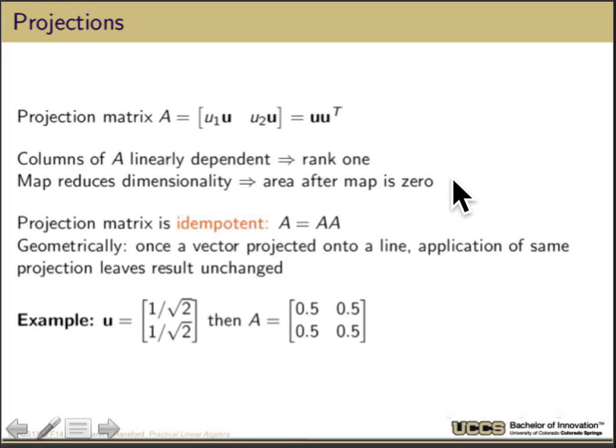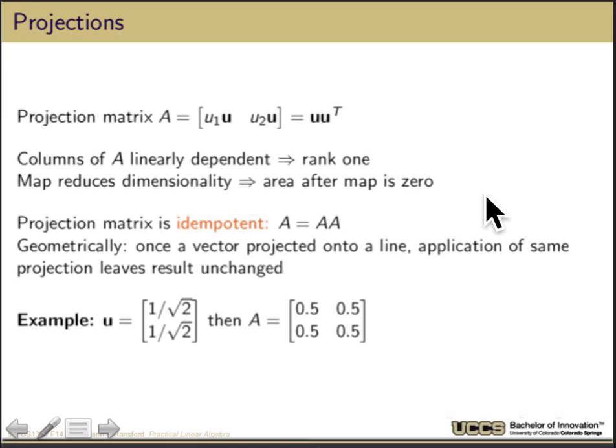Projection matrices also have an important property: they're idempotent. And that basically means you can apply them and they don't change. Once you've projected onto a line, projecting onto that line again doesn't change anything because it's already on the line, so it projects to the same.